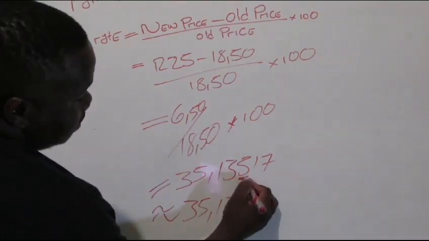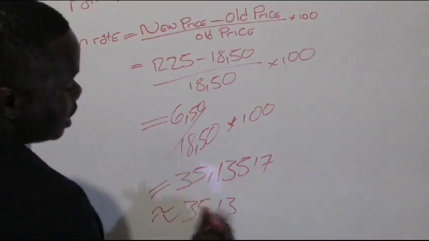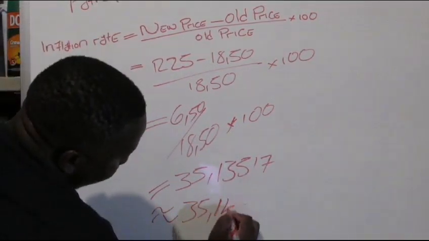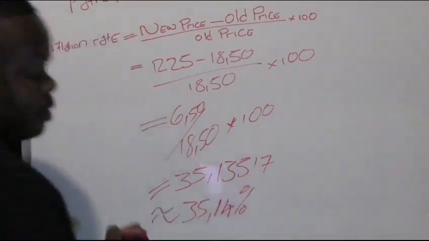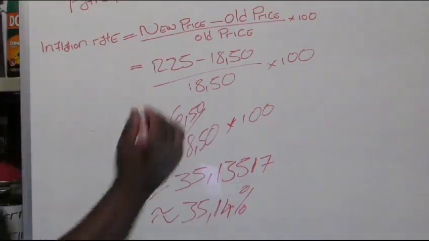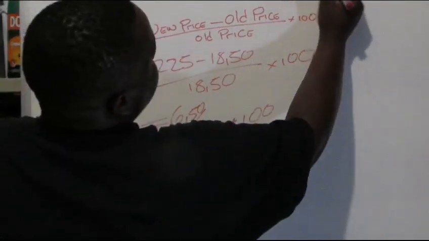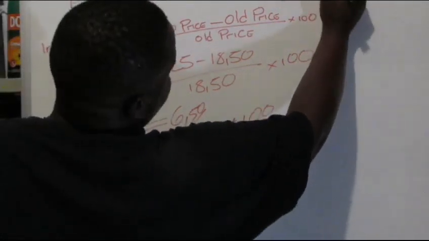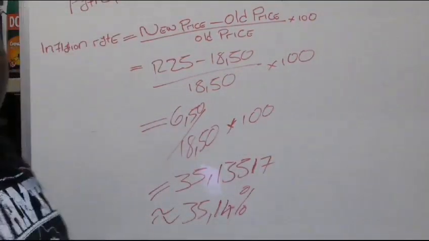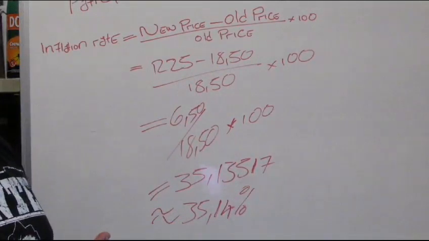Since here we have a 5, this 5 affects the 3. So this 3 won't be a 3 anymore, it will be a 4. It will be 35.14%. You feel me? That means the increase in these prices between these two years is right about 35.14%. That's the increase that we currently have, and this is showing the price change that is happening throughout the years.